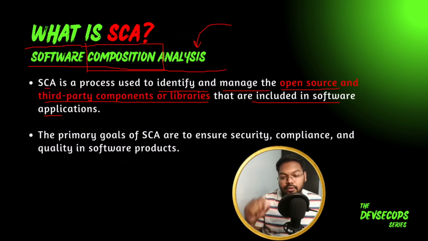So first of all, in SAST, what we use to scan is what you have written as a code base. What lines of code you have written, that is what we scan in SAST. But in SCA, you scan the imported libraries or third-party components that are used in your application.